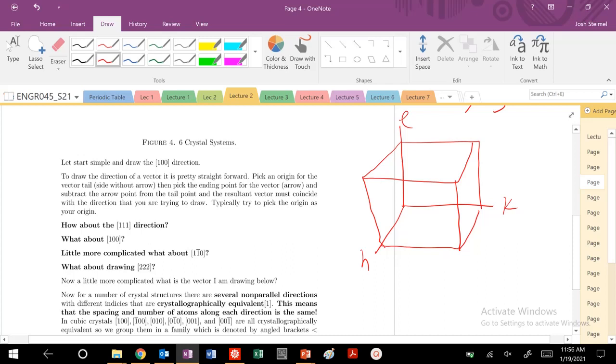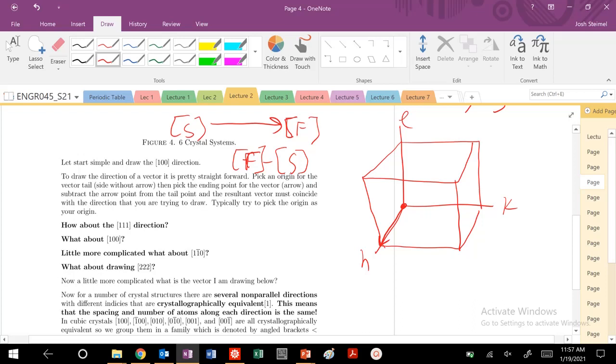So let's start out simple and draw the 1-1 direction. So in this class, we are just defining a vector, right? So when we define a vector, we are going to use this notation: our finish coordinates minus the start coordinates. So we're going to define this vector as our finish points minus our starting points. So for example, for 1, 0, 0, I'm going to use this vector here. So I draw this vector.